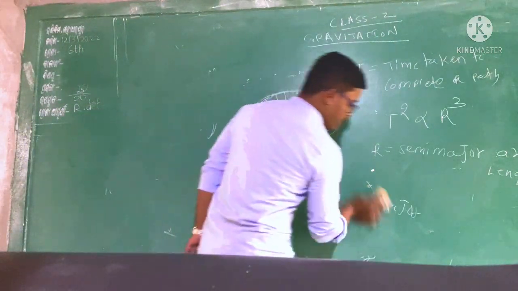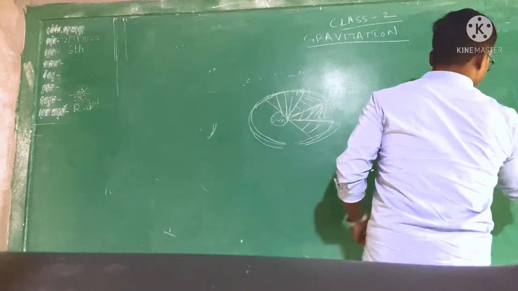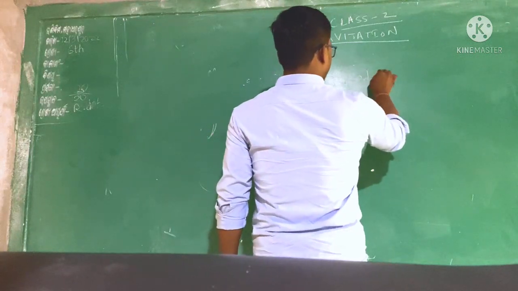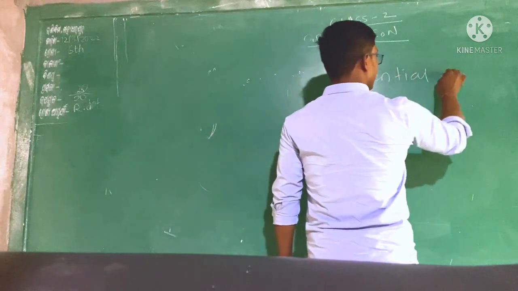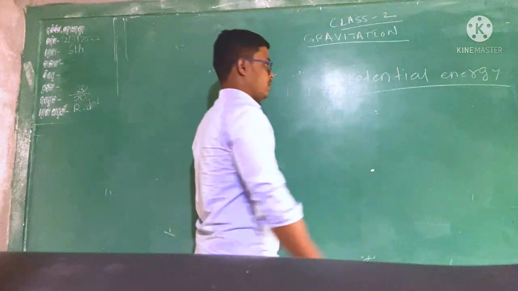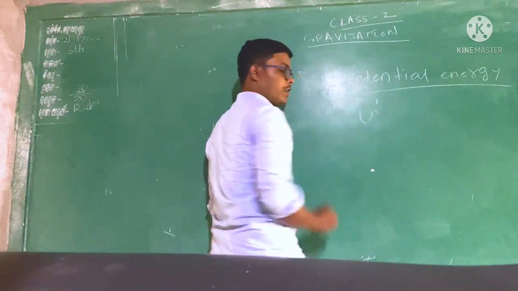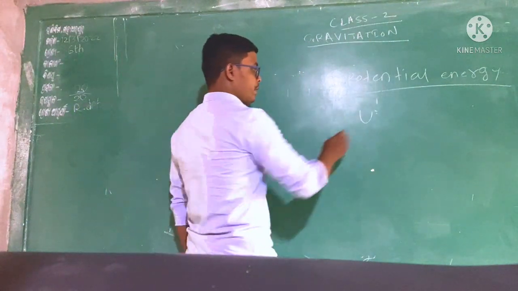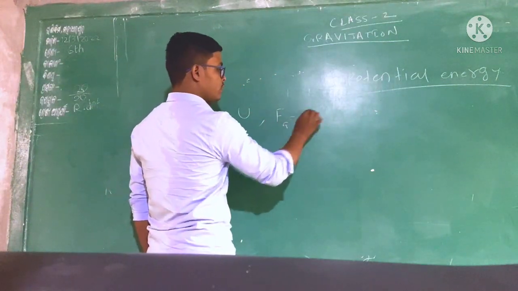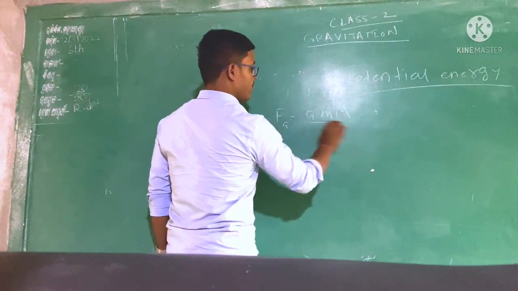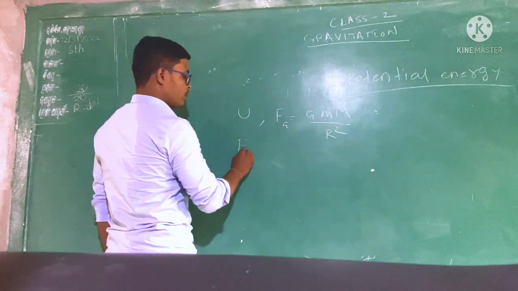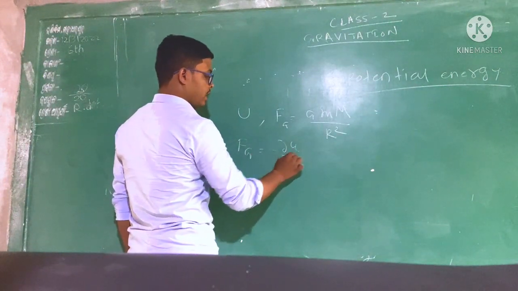Now we'll see what is the potential energy or gravitational force. You remember one relation between force and potential energy. If we denote the potential energy as capital U, and the gravitational force is G m1 m2 divided by r squared, where r is the central distance, then remember F equals minus dU by dR.